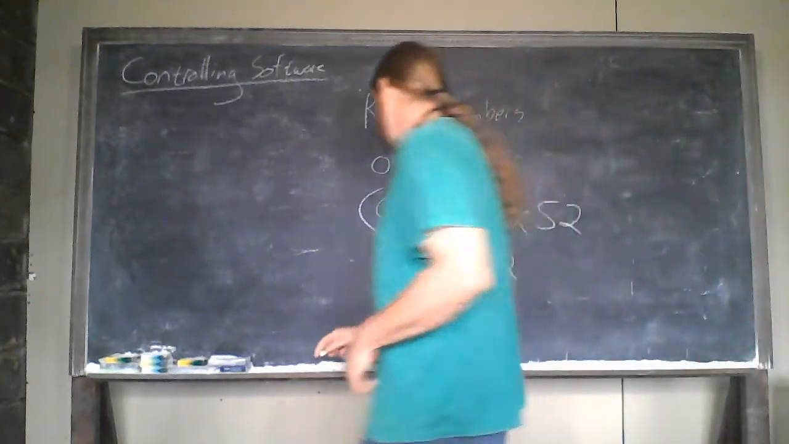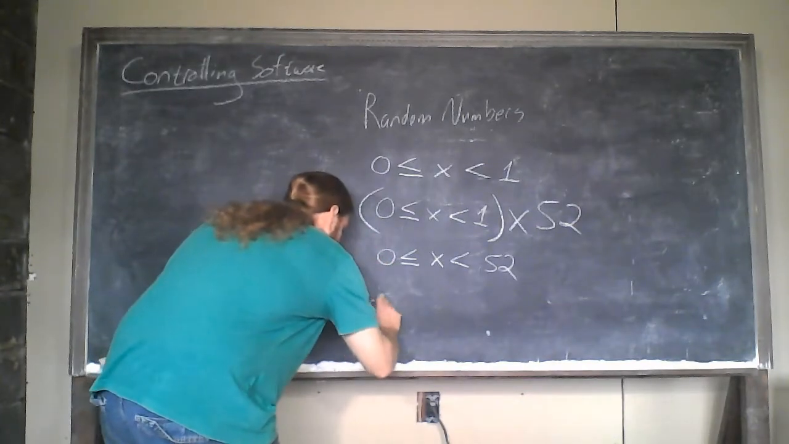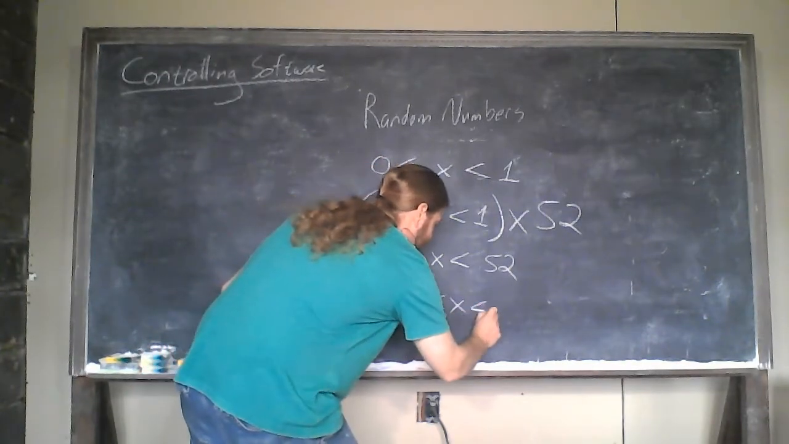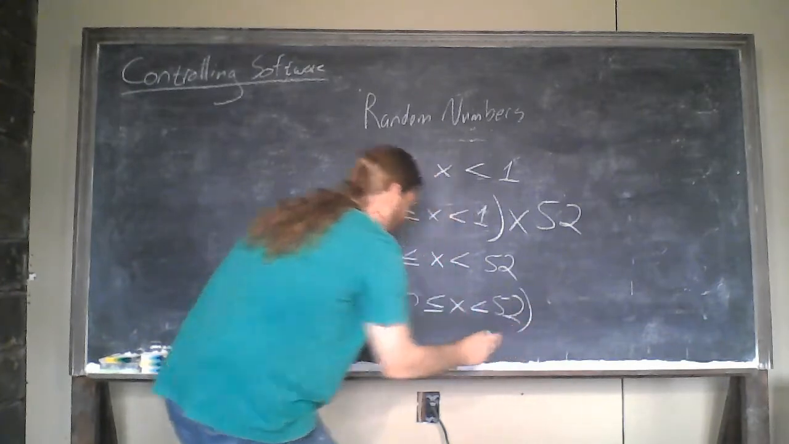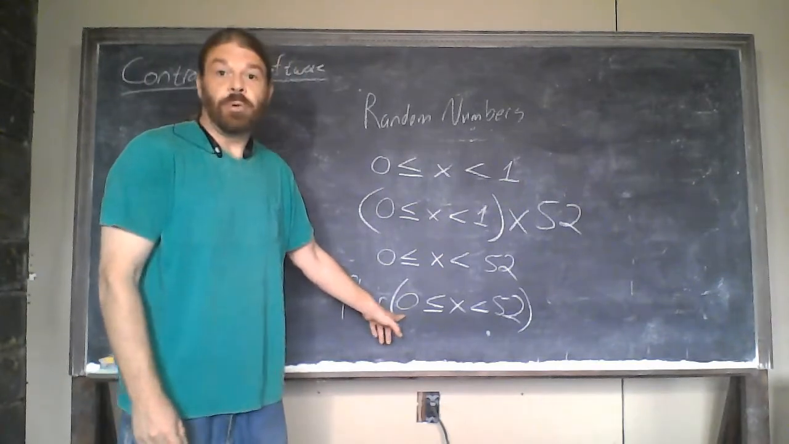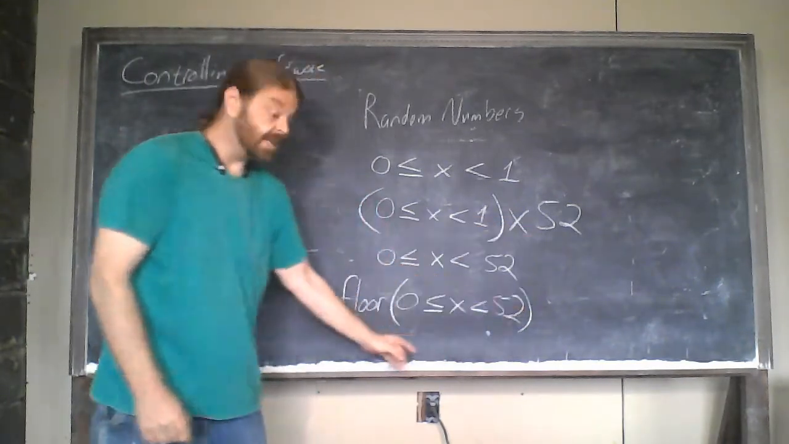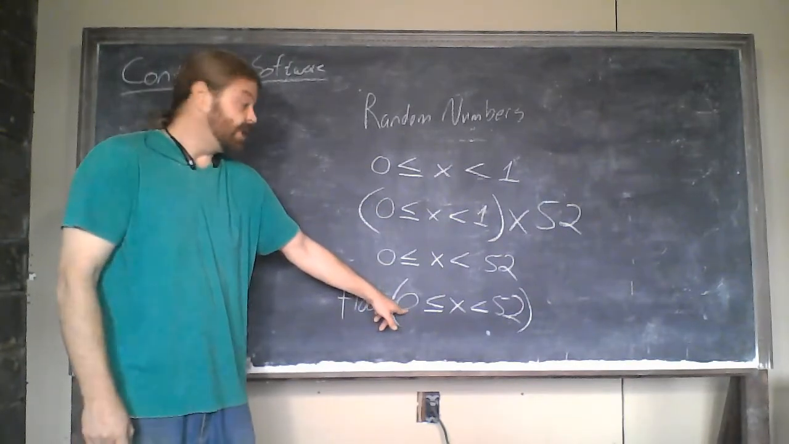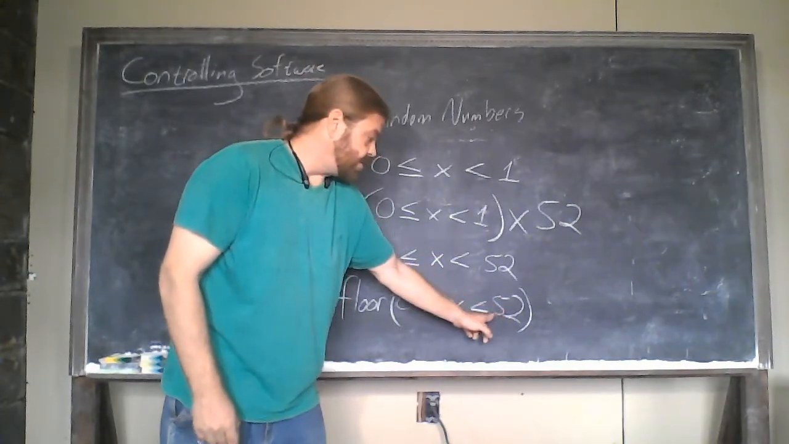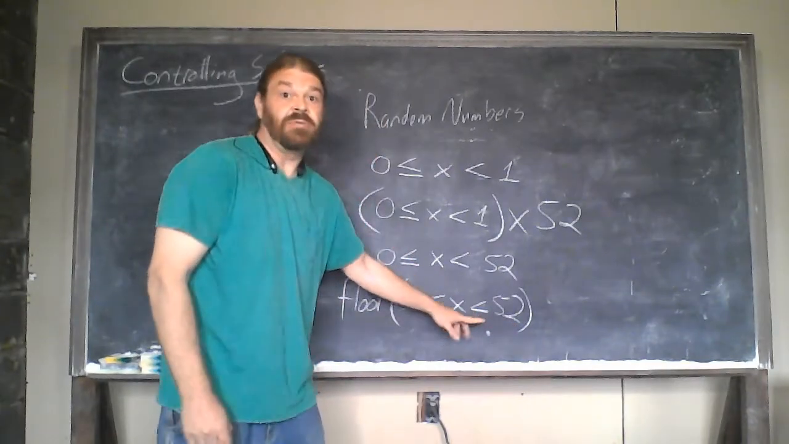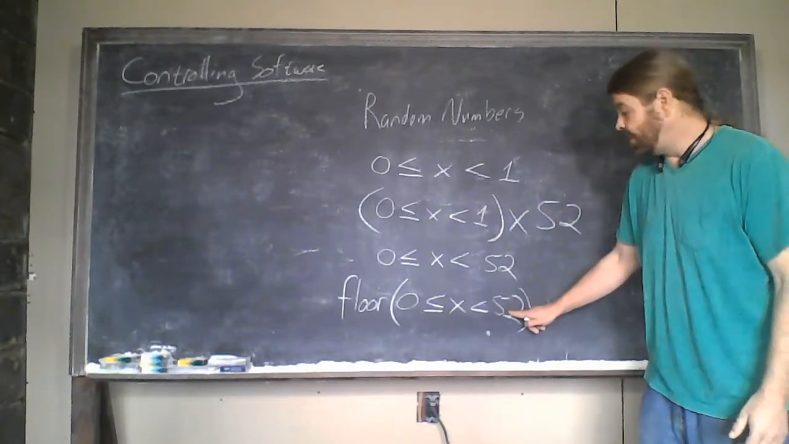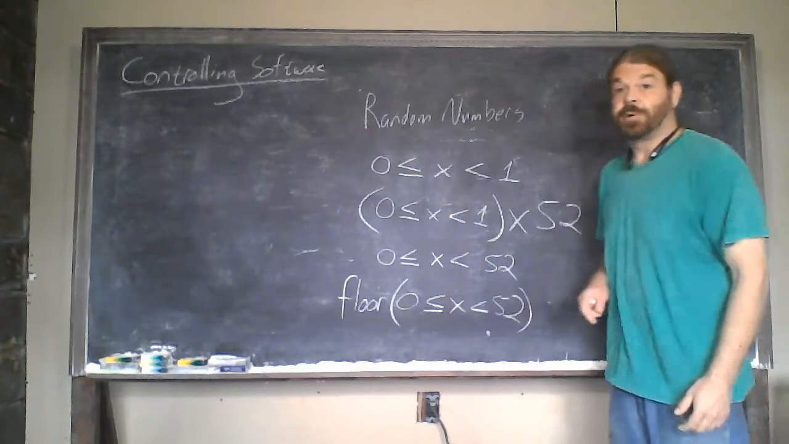So to get that to integers, we want to floor that number, the thing we just had. 0 is less than or equal to x, which is less than 52. And that will cut off the decimal point. So 0 point something, that decimal and all the mantissa cuts off, and we get back just the integer 0. And over on the other side, it doesn't include the 52, so it only goes up to 51.9999999, just right below 52. So when we cut that decimal part off, we get back a number between 0 and 51.